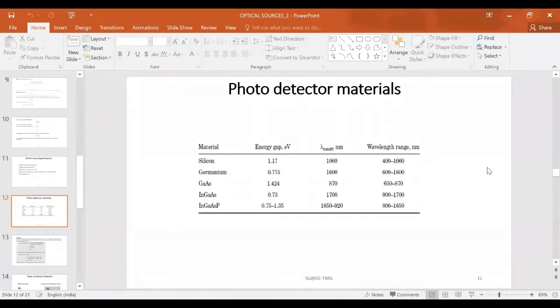Okay, so there are photodetector materials. There is a table for the different photodetector materials like silicon, germanium, gallium arsenide, indium gallium arsenide, and indium gallium arsenide phosphide. The energy gap is mentioned for each individual material, as well as the cutoff wavelength, and the wavelength range is also mentioned. You can see it from this table.